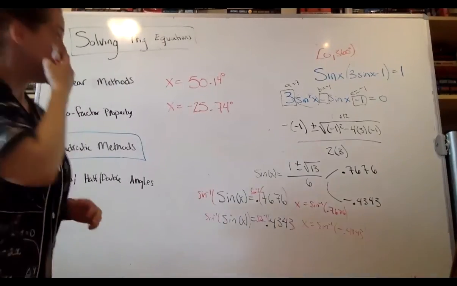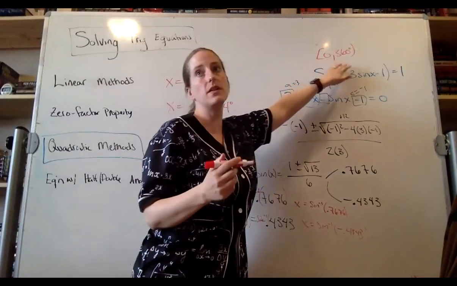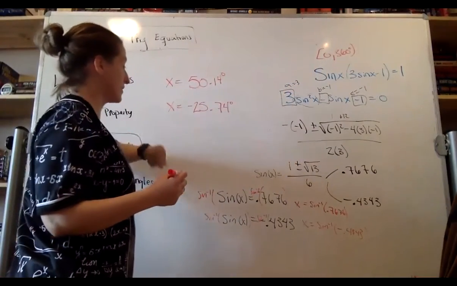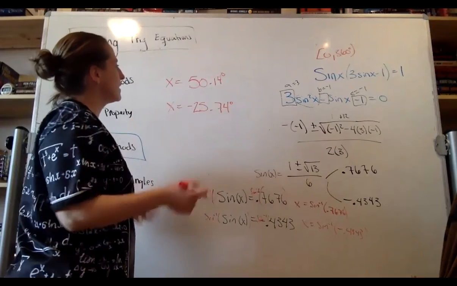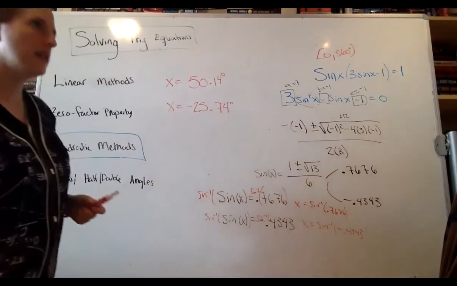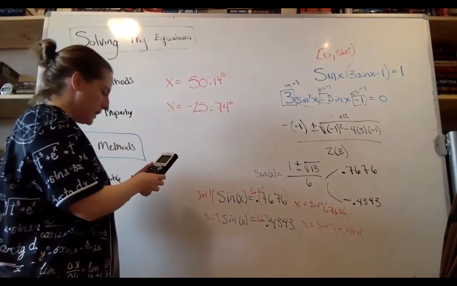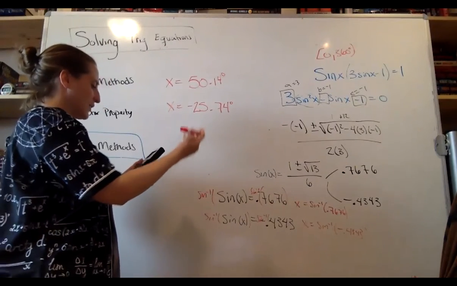Okay, so we have x equals 50.14 degrees. Now we're solving this between 0 and 360. So that's one answer. And then remember, when we're thinking about sine, we also get an answer that we can think of as 180 minus this, in other words, the supplement to this. So if I do 180 minus 50.14, I get a second answer of 129.86.